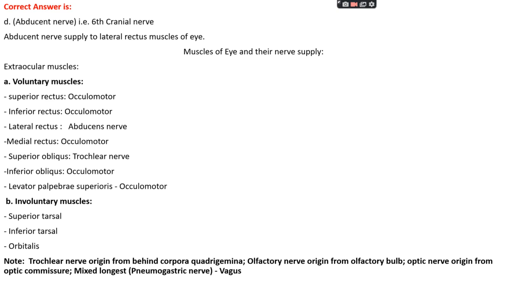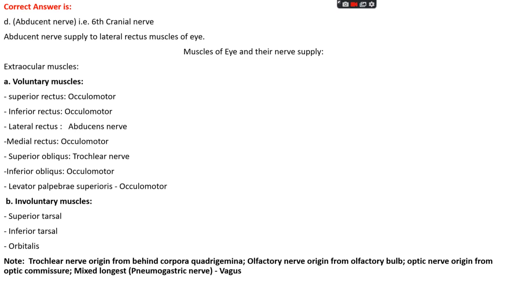the superior obliquus muscle is supplied by the trochlear nerve, while the levator palpebrae superioris muscle is supplied by the oculomotor nerve, while the lateral rectus muscle is supplied by the abducens nerve. Beyond these two muscles, the lateral rectus and superior obliquus, all other muscles are supplied by the oculomotor nerve. And involuntary muscles include the superior tarsal, inferior tarsal, and orbitalis.